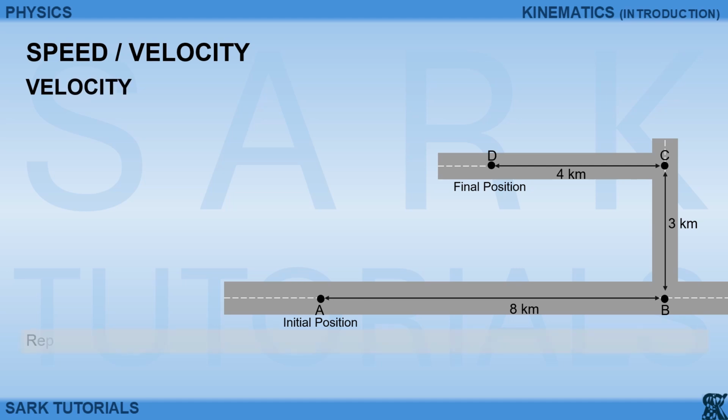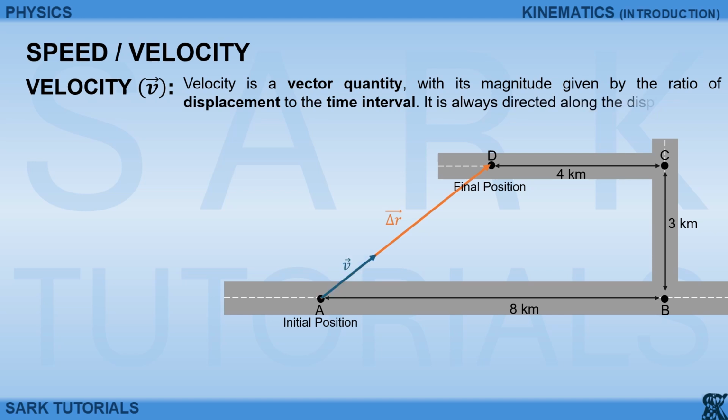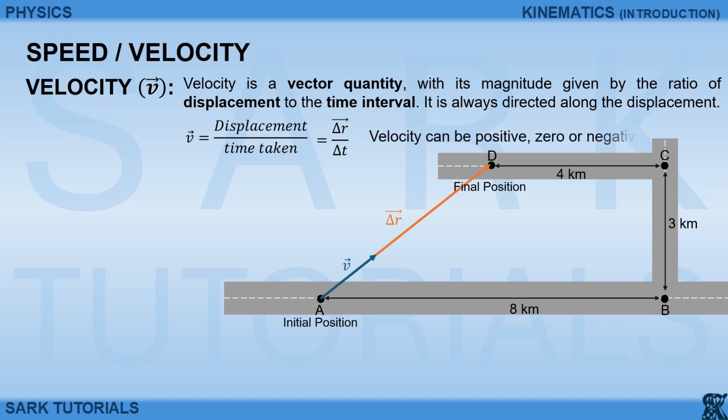Velocity, represented by the symbol vector v. Velocity measures how fast an object is moving in a particular direction. Velocity is a vector quantity with its magnitude given by the ratio of displacement to the time interval. It is always directed along the displacement. That is, velocity is equal to the ratio of displacement to time interval, or can be written as vector delta r divided by delta t. The velocity of an object can be positive, 0 or negative.